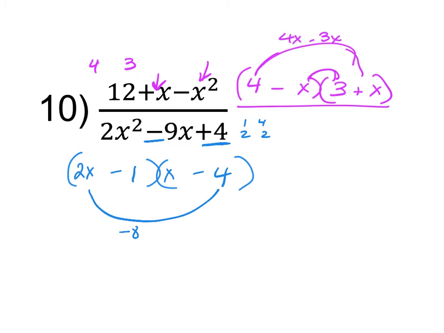Multiply the outer, that's negative 8x. Multiply the inner, negative 1x. And there's my negative 9x. So I got lucky this time. The first one I tried was the one that worked. Okay, it's not always going to be like that.